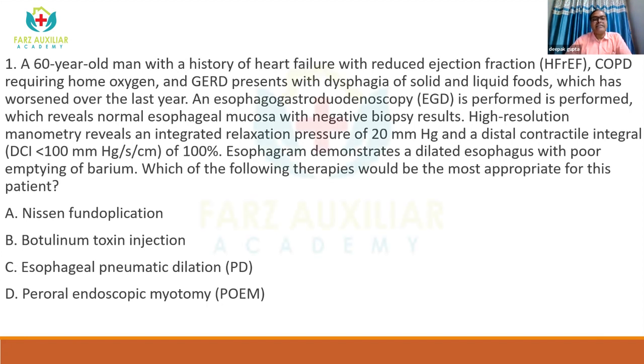High-resolution manometry reveals an integrated relaxation pressure of 20 mm of Hg, and a distal contractile integral, which is called DCI, is less than 100%. The esophagogram demonstrates a dilated esophagus with poor emptying of the barium. Which of the following therapies would be the most appropriate for this patient? The 4 options given are Nissen's fundoplication, botulinum toxin injections, esophageal pneumatic dilation, and the last one is peroral endoscopic myotomy.